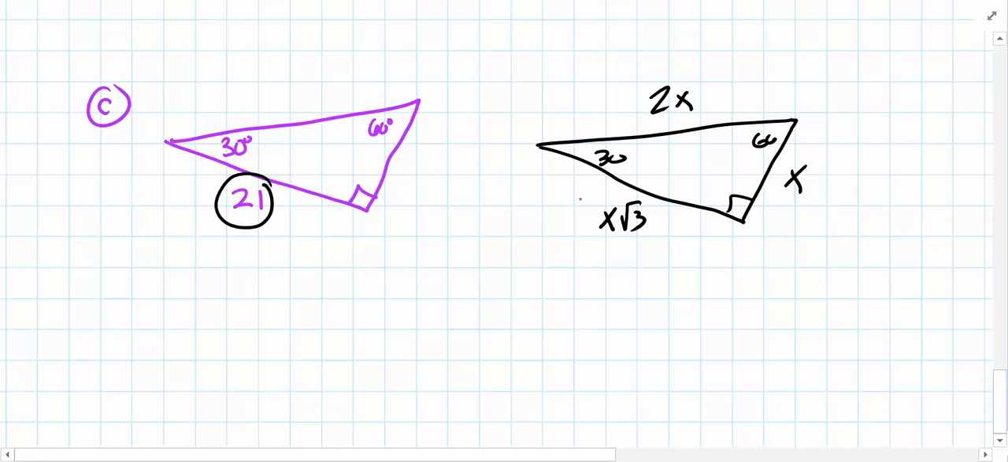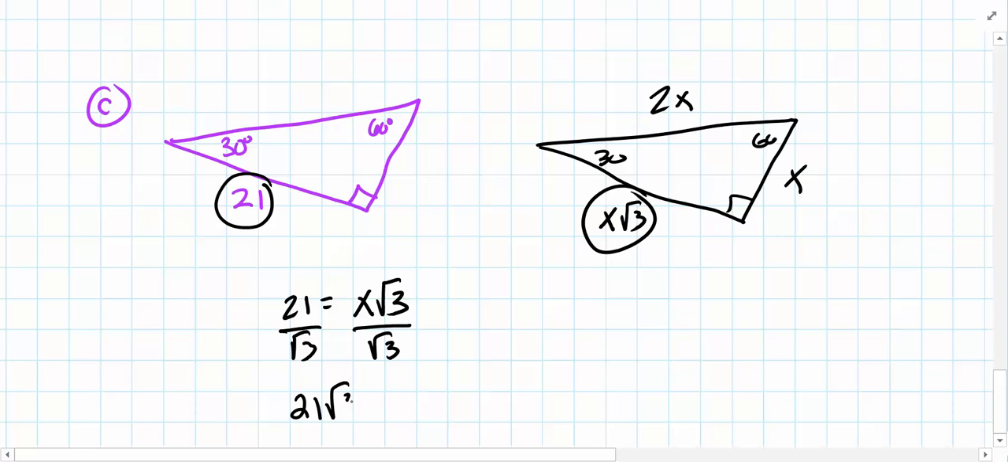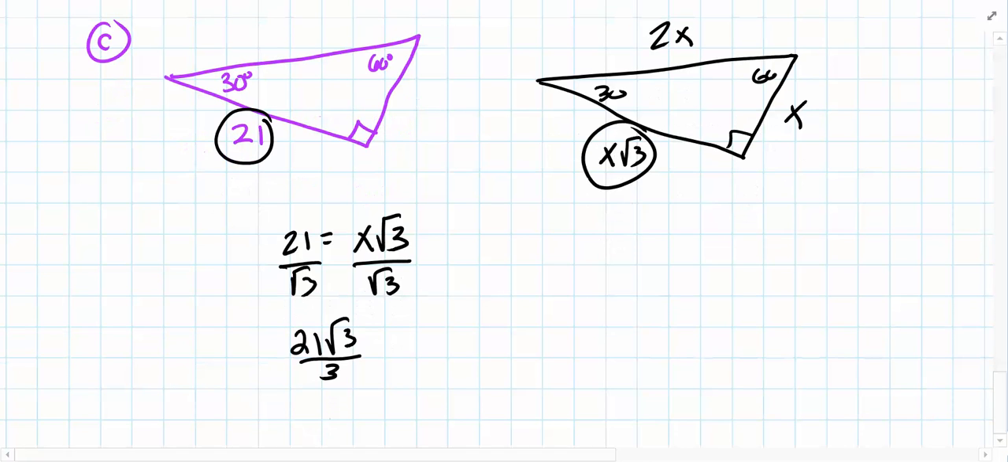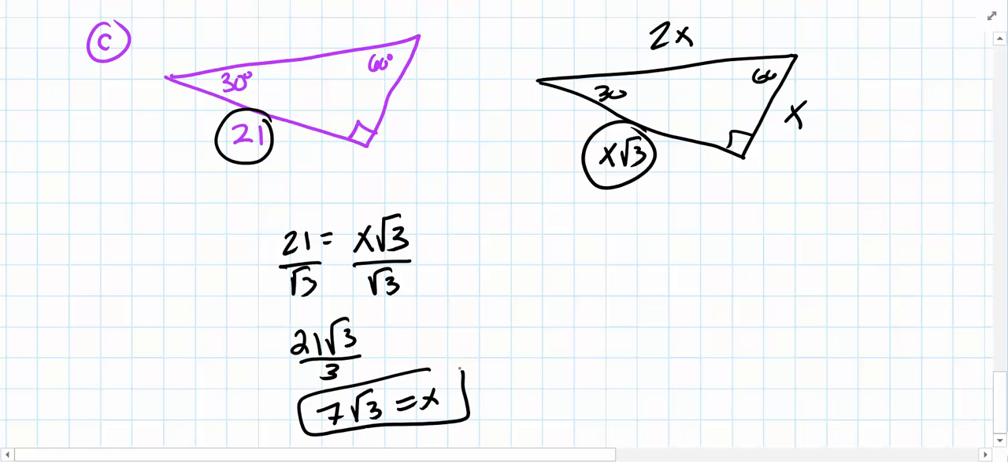So we say 21 must equal x rad 3, and we solve for x. We divide by rad 3. So we get 21 rad 3 over 3 when we rationalize. 7 radical 3 is equal to x. Now look what we just did. 7 rad 3 is equal to x, so therefore this side must be 7 radical 3. Now, how do I get to the hypotenuse? We just double the short side. So that would be 14 radical 3.